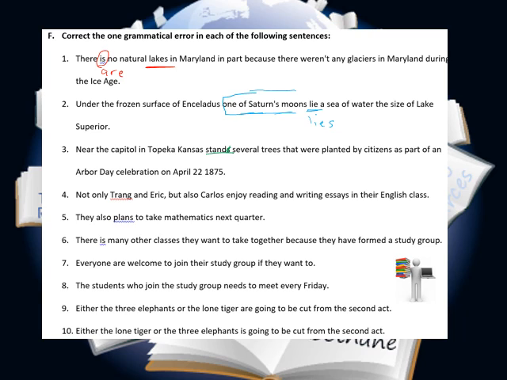Very good. So are we talking about Kansas? No. If we were talking about Kansas, we would leave it stands. However, we are talking about trees. Okay, who stands? Kansas stands or the trees? The trees. Very good. All right, the next one, Sala.